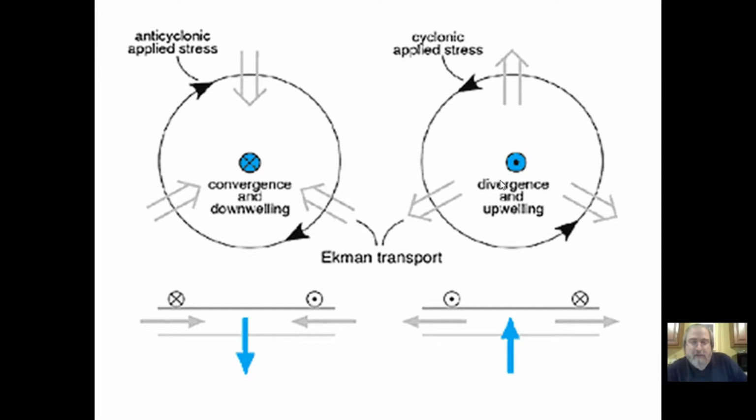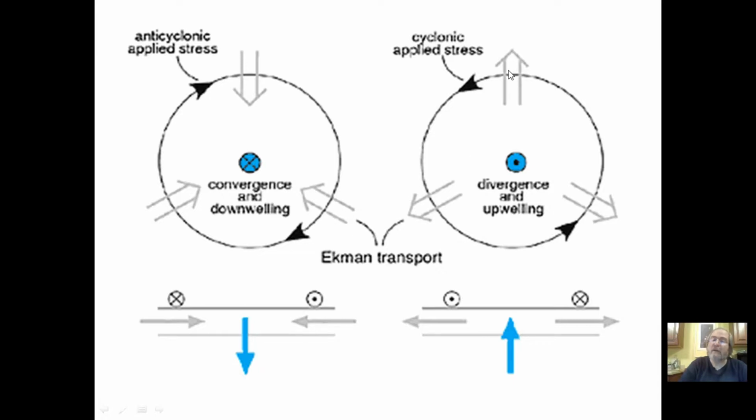Now this is an interesting diagram. So let's look at this. This is looking at it from above. Anticyclonic applied stress, convergence, and downwelling. I'll explain what this and the dot is in a moment. These double arrows here are the Ekman transport.